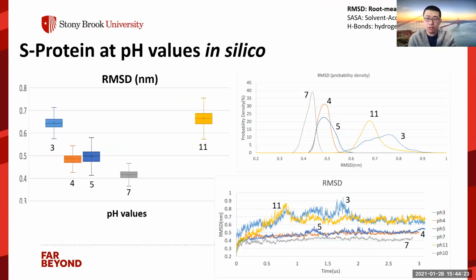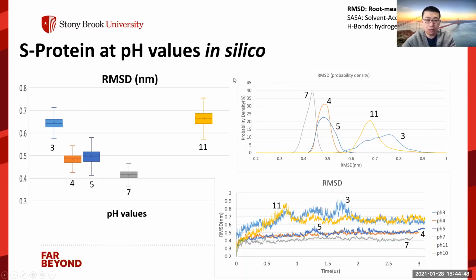So different from the salt concentrations, we found out the spike protein is more sensitive to the pH values. What is the conclusion? So here, this is the key result. In a very high or low pH environment, such as 3 and 11, the structure of the virus actually changed dramatically, almost killed over there.